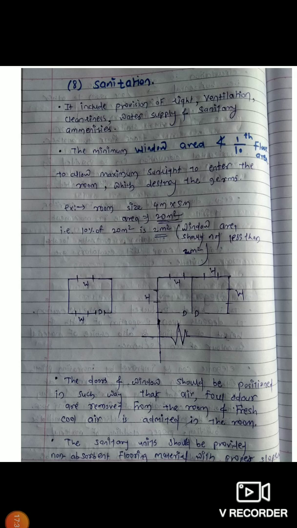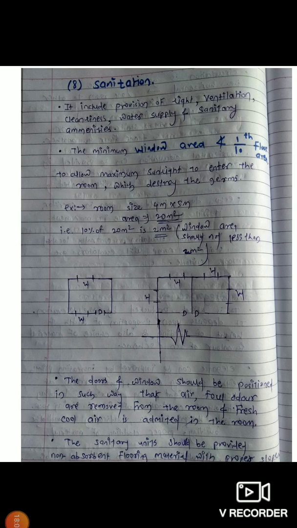The doors and windows should be positioned in such a way that the hot air and foul odor are removed from the room and fresh air comes in. This is achieved by providing ventilation near the roof in addition to the window, and cross ventilation should be employed for proper circulation of the air.